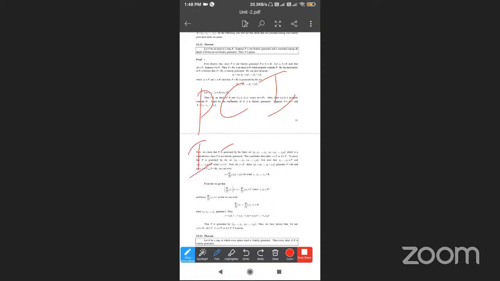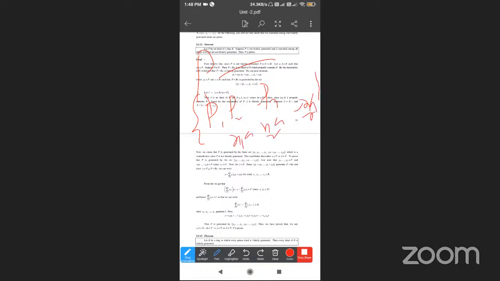Suppose I is finitely generated by a finite set X, X equal to x1 up to xn. Now it is claimed that P is finitely generated, with finite set p1, p2 up to pn, x1a, x2a up to xna. This is a contradiction, since P is not finitely generated.